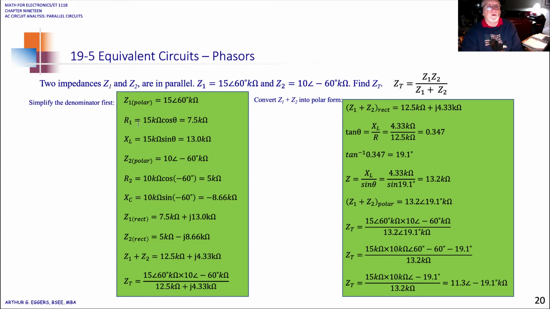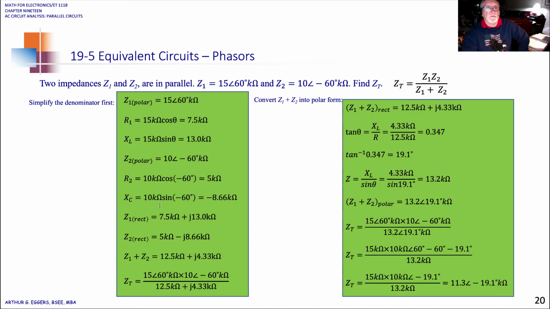So Z1 in polar was given to us. To turn it into rectangular components, R1 is equal to the magnitude, 15 k ohms, times the cosine of theta, 7.5 k ohms being our result. X sub L then becomes 15 k ohms times the sine of theta, 13 k ohms. Now we do the same thing with Z2. That was given. We decompose our magnitudes into our rectangular form. So R2 becomes 5 k ohms. X sub C becomes minus 8.66 k ohms.